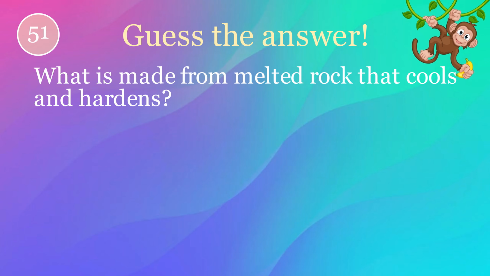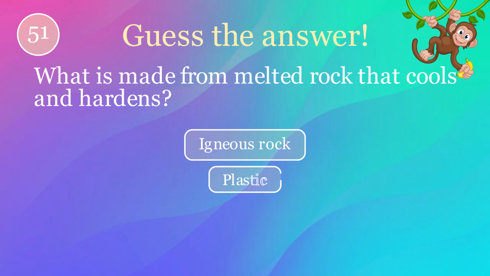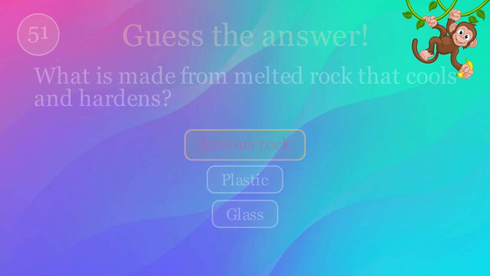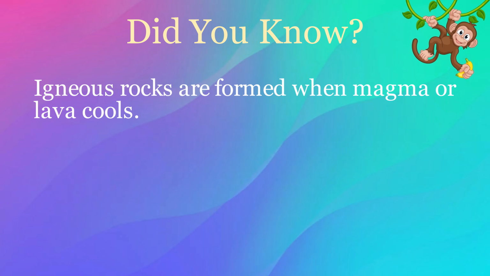What is made from melted rock that cools and hardens? Igneous rock. Plastic. Glass. The correct answer is igneous rock. Here's an interesting fact: igneous rocks are formed when magma or lava cools.